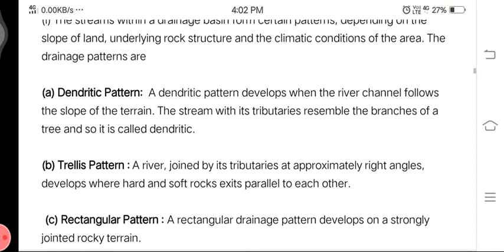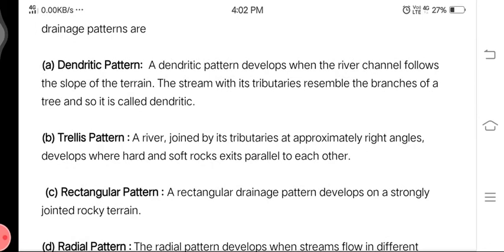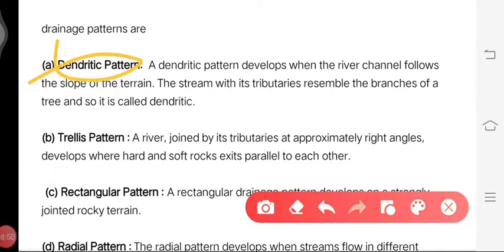So according to the drainage pattern, it is divided into four parts. The first part is the dendritic pattern.